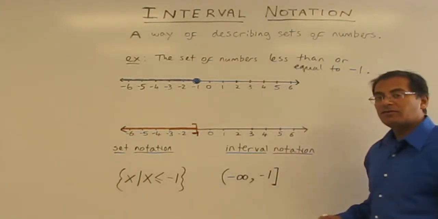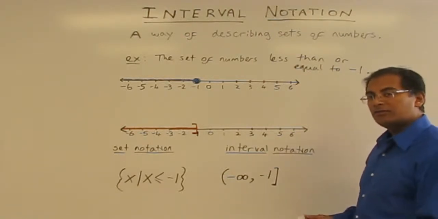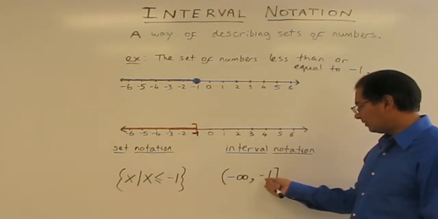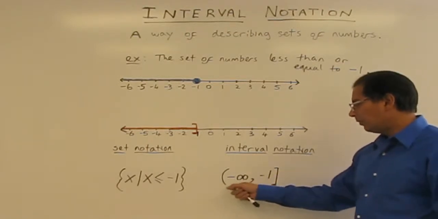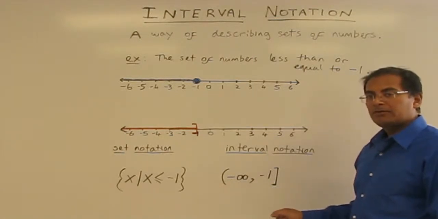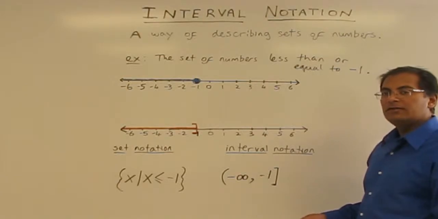So that's the gist of interval notation. When you have an open interval, you use a parenthesis. When it's closed, in other words, you're including that endpoint, you use a bracket. And around infinity, you always use parentheses. So you should study the following page to get used to using interval notation.